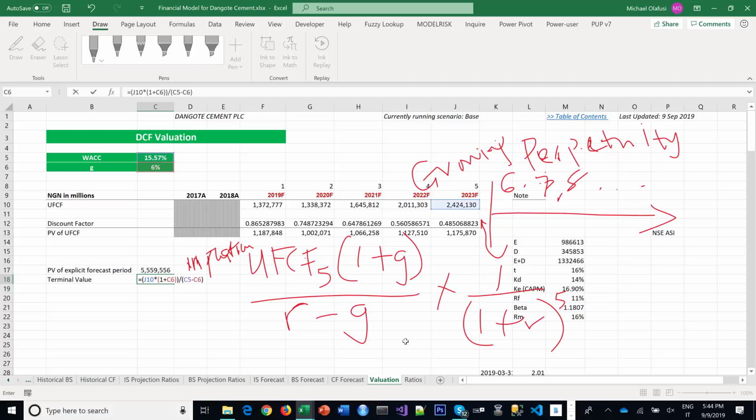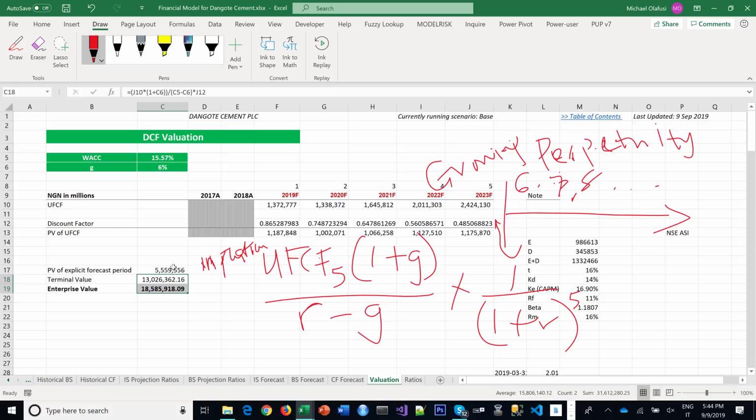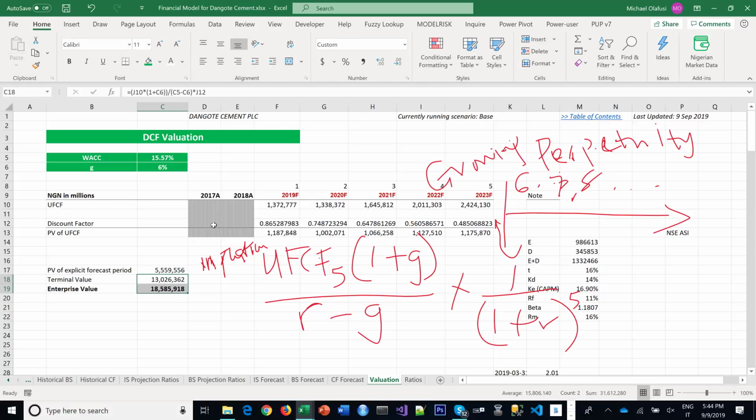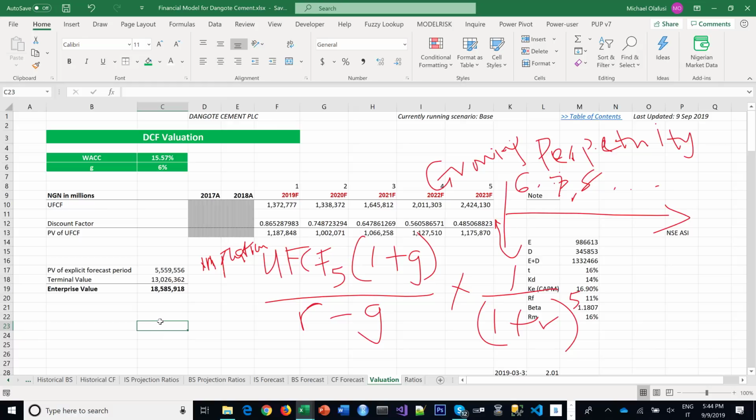So that's all of this we have done. Then I'm going to multiply all of that by the discount factor, this 5th year discount factor, to get the present value of the terminal value of the company. So all of this gives me the enterprise value. The company's enterprise value is going to be this plus this, and I want this to have a top border. So this is the enterprise value.